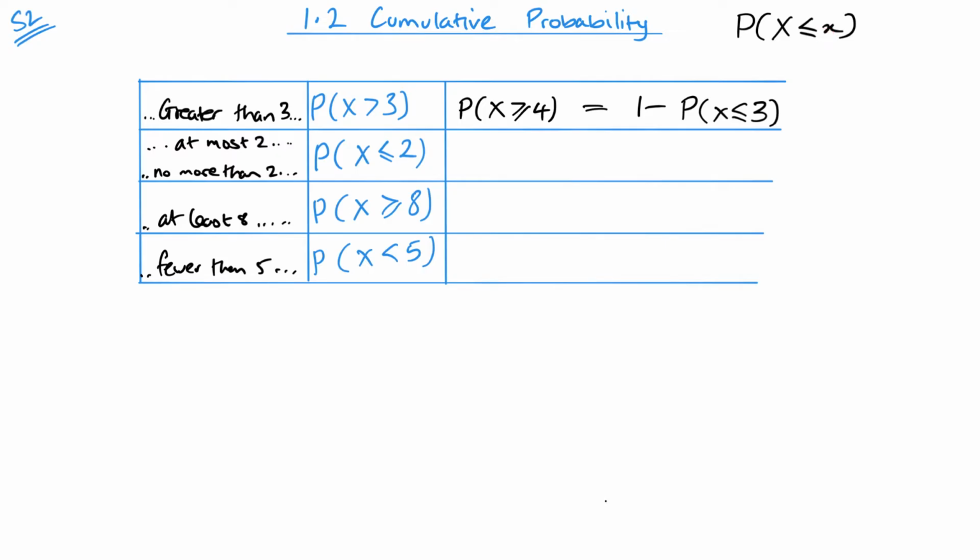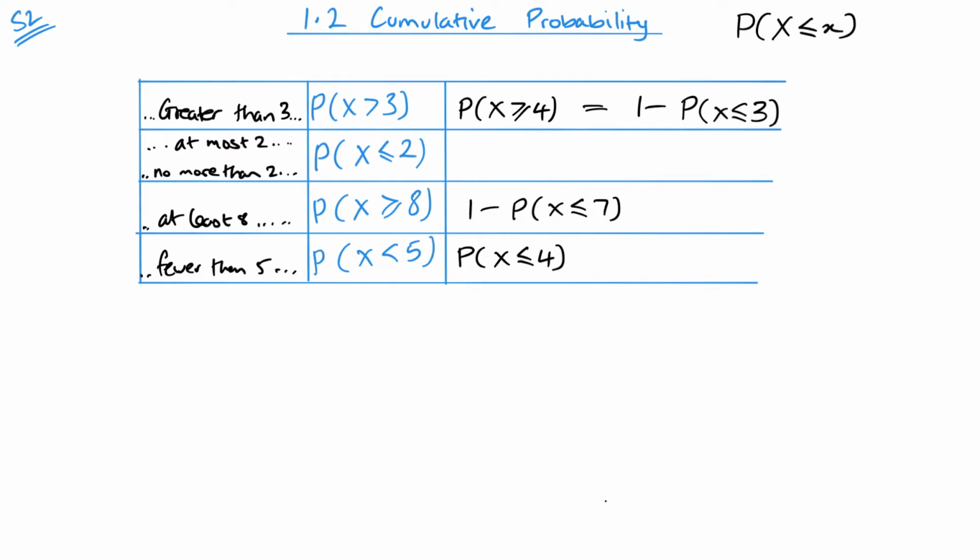Looking at the next one, it would just stay the same. It's already in terms of less than or equal to 2. The third one would become 1 minus the probability that x is less than or equal to 7. You'll see 8 or more is 7 or less, so 1 minus that. And this next one, less than 5, is the same as x is less than or equal to 4. Less than 5 doesn't include 5, so we need to make it so it's equals with it.